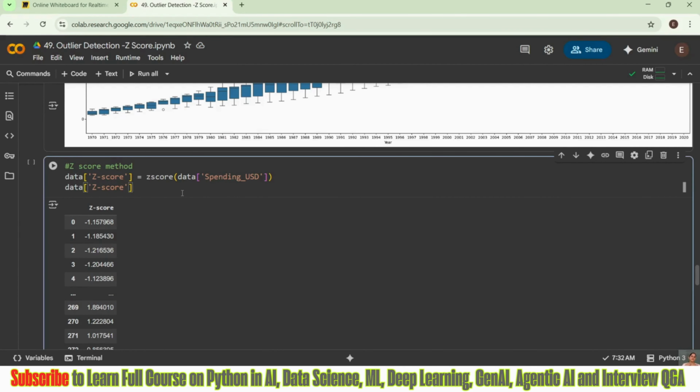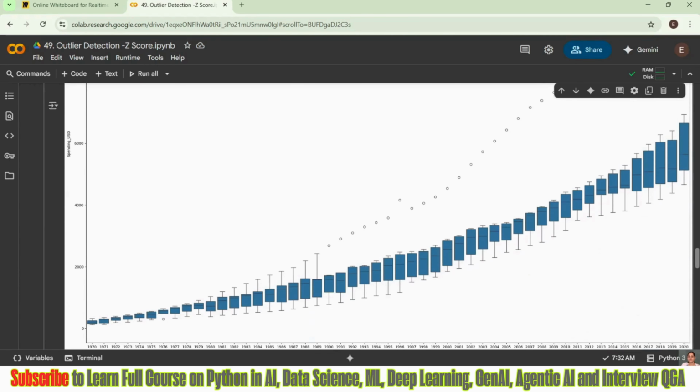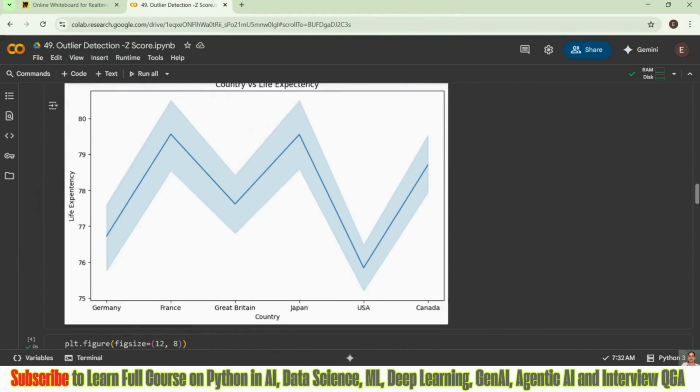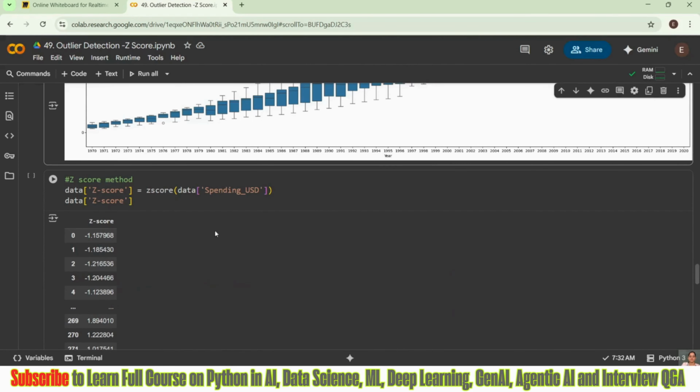Now we will understand how I came to know where I can get my outliers. I understood from all these above plots that only my spending USD is having more deviations as compared to other attributes or features. That is why I came to the conclusion that I can find some outliers in my spending USD.